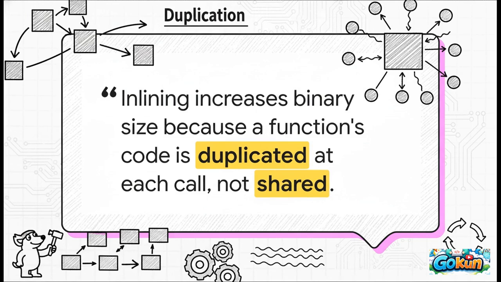And this is really the key takeaway. If you remember one thing, remember this. Inlining makes your binary bigger, because you're duplicating the code at every place it's called, instead of sharing one single copy. It's not magic, it's just a trade-off between sharing and duplicating.